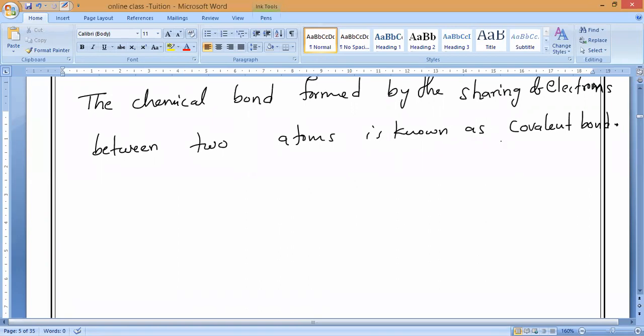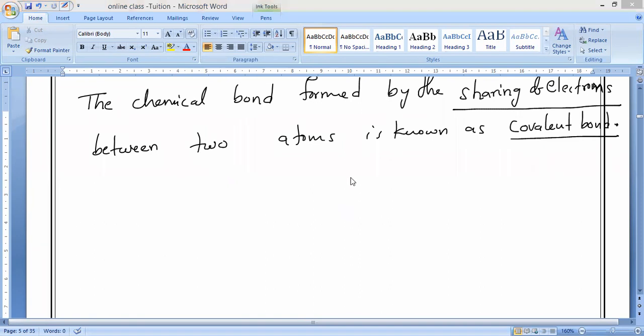Understood? Because they form by sharing of electrons, this bond is called a covalent bond. What should we call it? Covalent bond. Here the sharing of electrons takes place in such a way that each atom in the resulting molecule gets the stable electron arrangement of an inert gas. Each and every atom will get that.